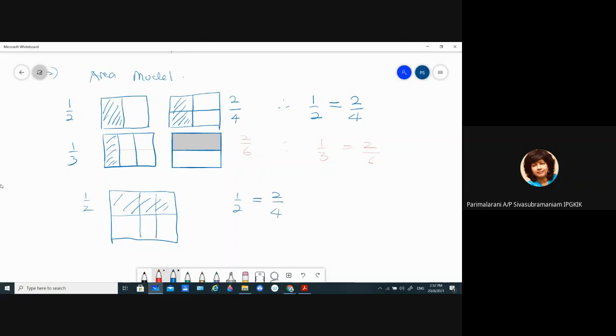We can further divide it. Whenever we divide, we must make sure that we divide into equal parts. Now we have 4 parts out of 8 parts, so 1/2 is equivalent to 4/8. We can divide further, so we have 16 parts in total, 8 shaded. So 1/2 is also equivalent to 8/16. We can keep on dividing to show them how to find equivalent fractions for 1/2. This is using the area model.